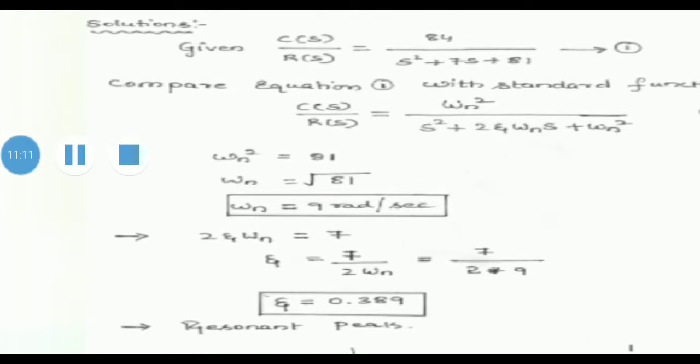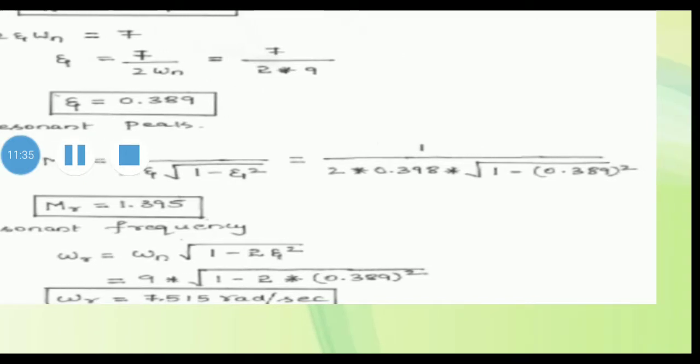2 damping ratio omega n is equal to 7, so damping ratio is equal to 7 by 2 omega n, so this is compared with this 7. So damping ratio is 7 by 2 omega n, which comes to be 7 by 2 into 9. So damping ratio is 0.389. Next we'll find resonant peak.